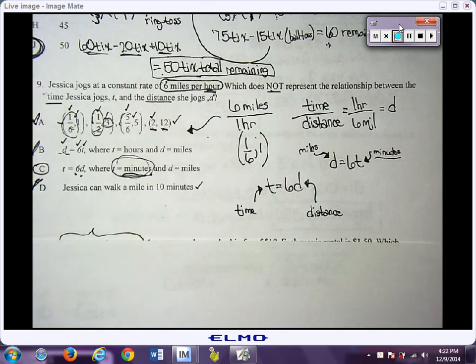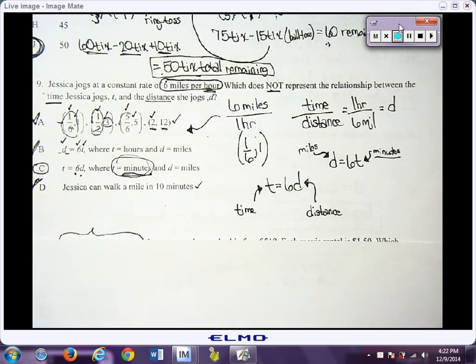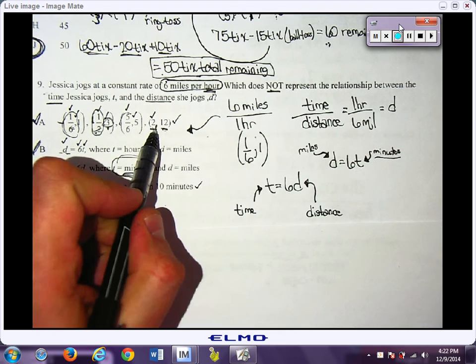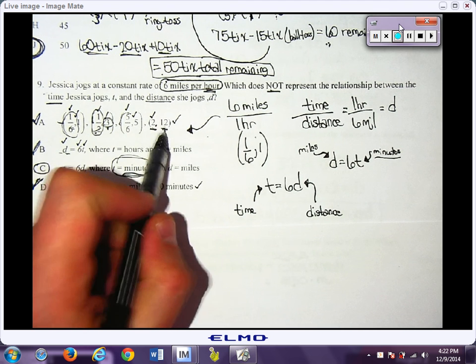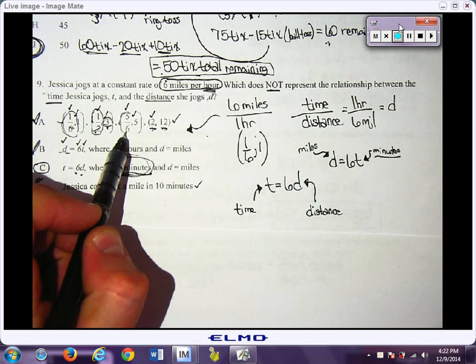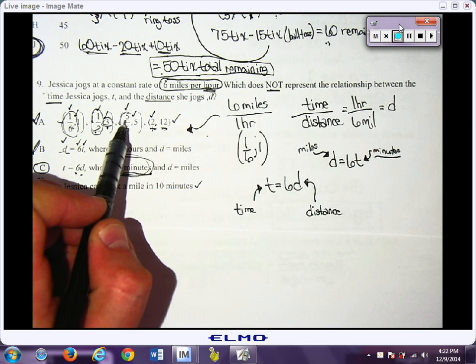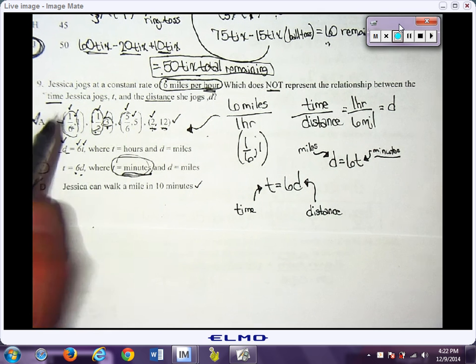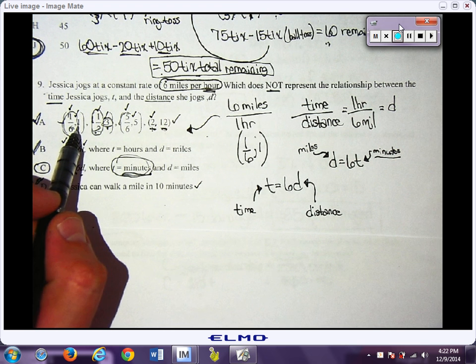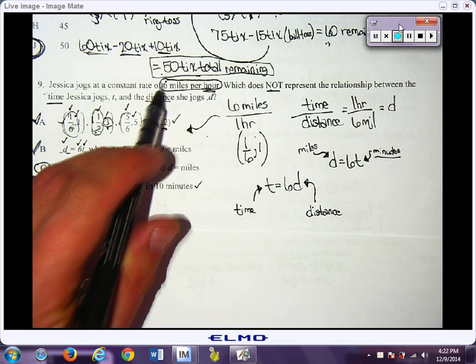Choice A looks a little confusing, but really all it's doing is giving us times and distances. For example, if she jogs for half an hour, she travels 3 miles. If she jogs for 2 hours, she gets 12 miles. If she jogs for 5/6 of an hour, which is the same thing as 50 minutes, she jogs 5 miles. If she jogs 1/6 of an hour, which is the same thing as 10 minutes, she goes 1 mile. So all these make sense with this situation here.